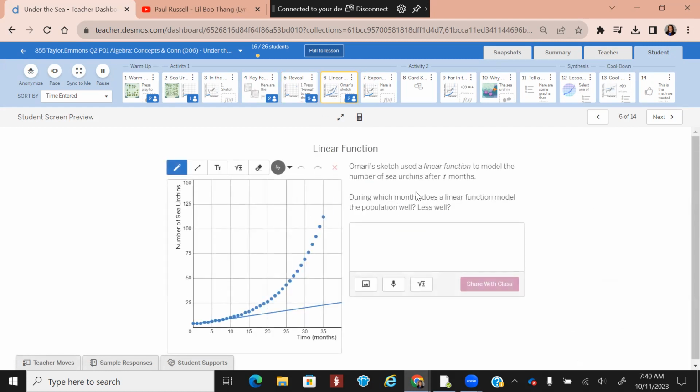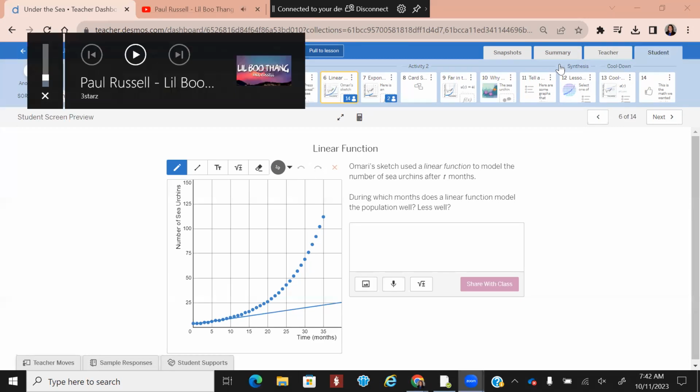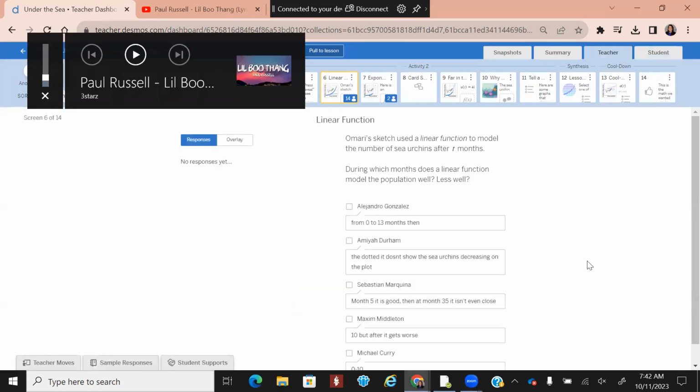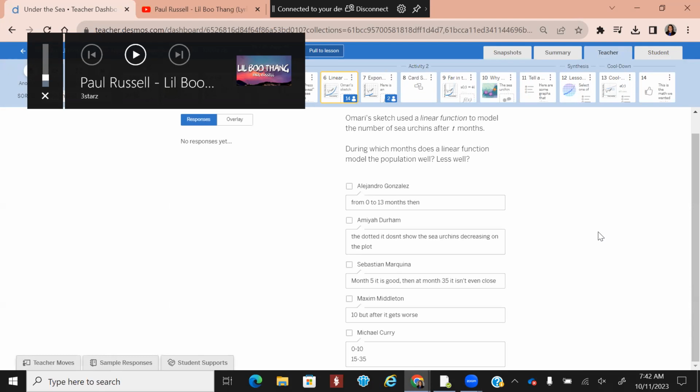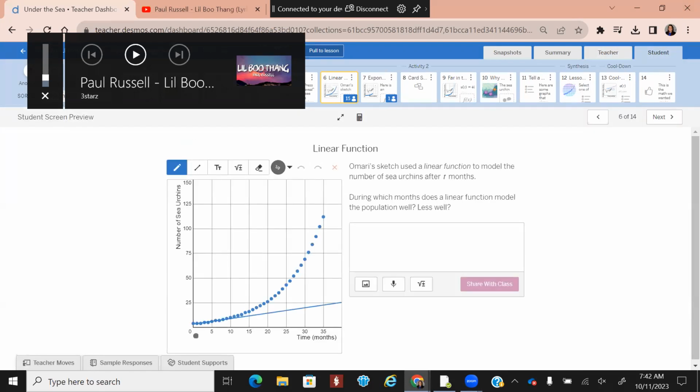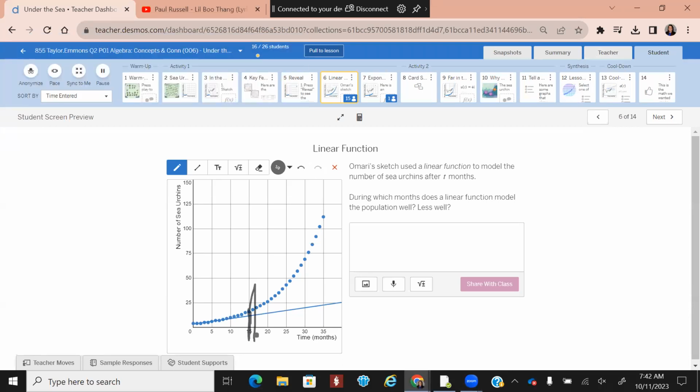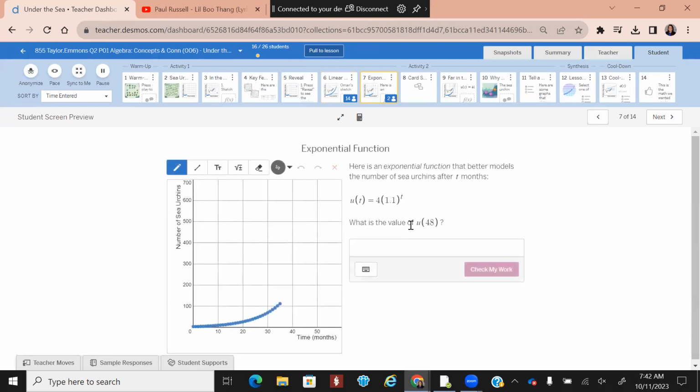Okay. During which months does a linear function model the population well? Which one does it not model well? Okay, so we're on slide 6. Take a moment. Okay, so somebody else said 0 to 10, 0 to 13. So probably about 0 to like 15-ish would probably be okay. And then it starts creating like a big difference, right?